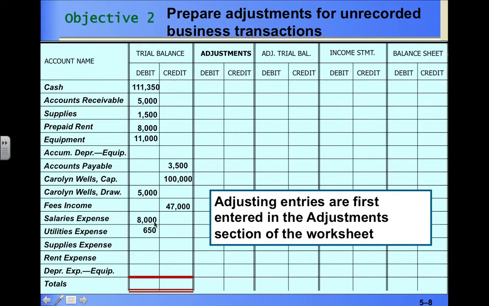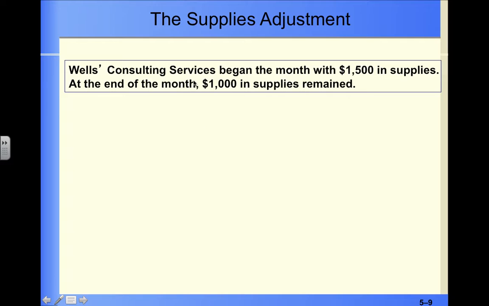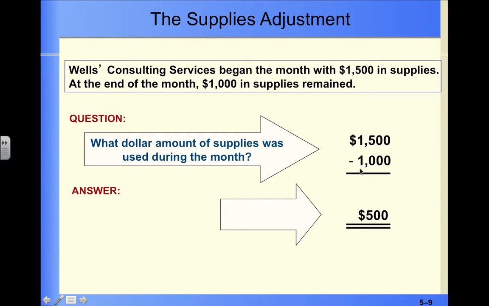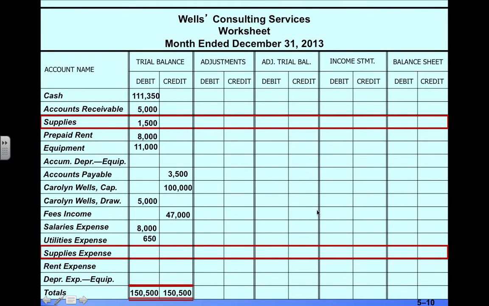Okay. Now we're going to enter the adjusting entries. You're not going to like this, but we have to do it. First adjustment you're going to make is for supplies. This is the easiest. You want to calculate the amount of supplies that was used during the month. So what you do is you take the beginning balance, you minus what's left to get what the supplies expense would be.